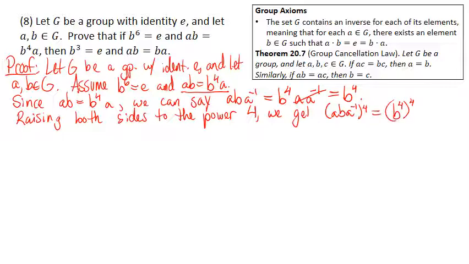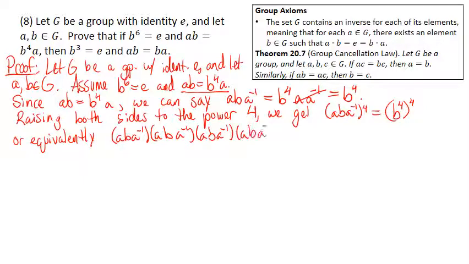Okay, so again, this group is not abelian, so you have to be very careful that on the left-hand side you do not distribute that 4th power to both a, b, and a inverse. Instead, you want to write this like this: a, b, a inverse, a, b, a inverse, and then just 4 times a, b, a inverse, a, b, a inverse. Okay, and then on the right, it is going to be b to the 4th, b to the 4th, b to the 4th, b to the 4th.